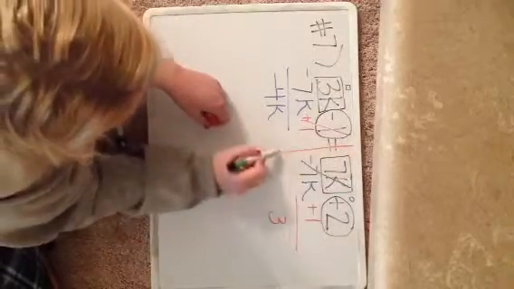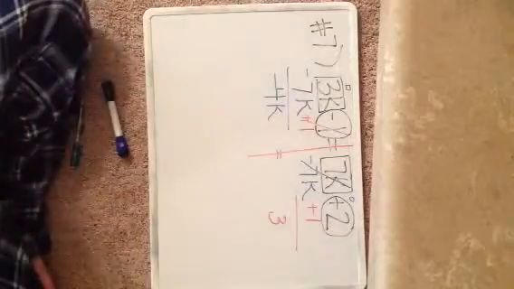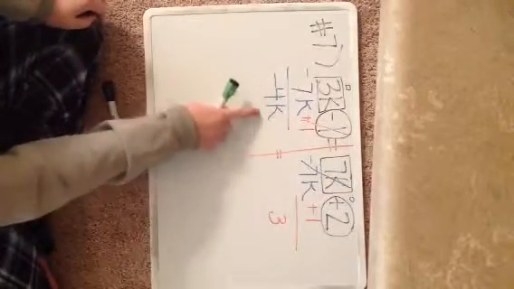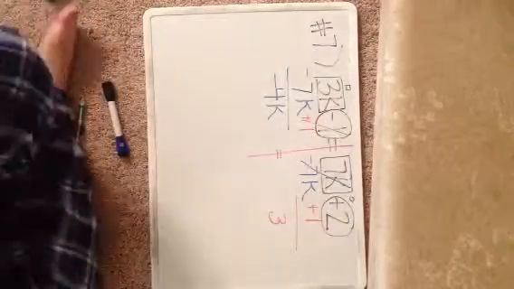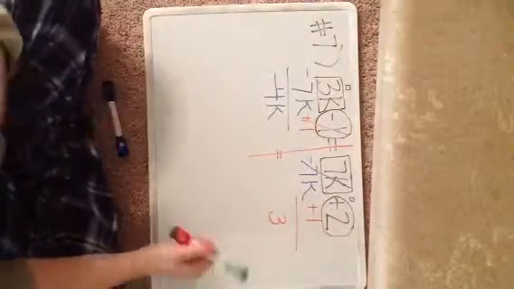I forgot to draw my line, so make sure not to do that, you guys. But what you should have is negative 4k equals 3. Now, this should look a little bit familiar.